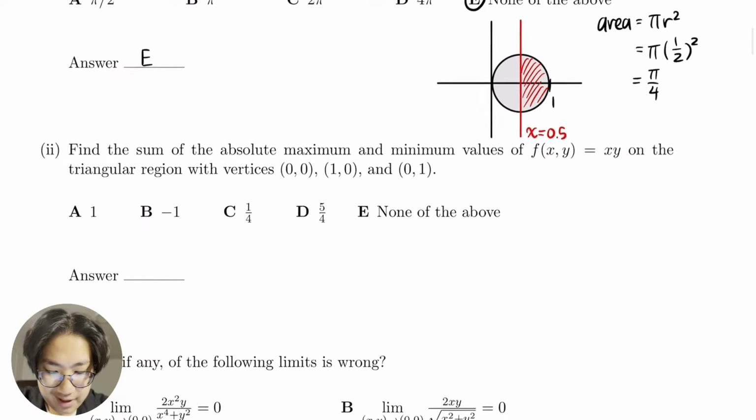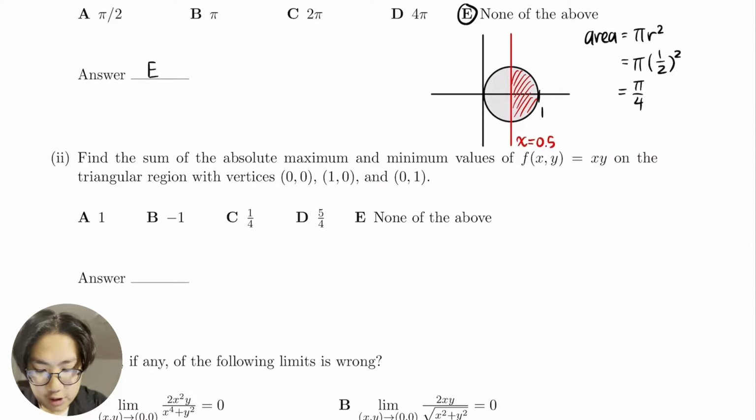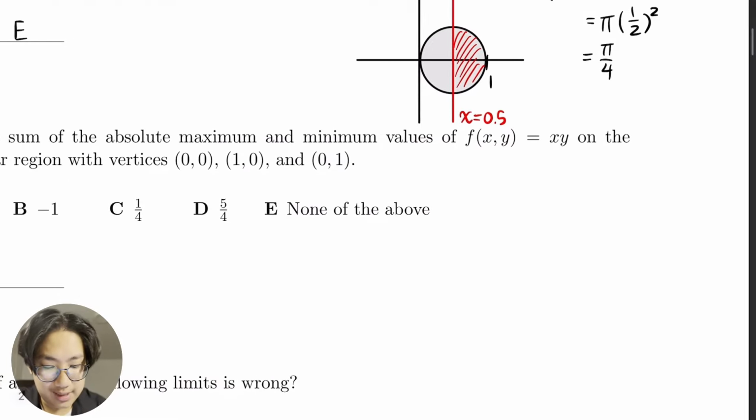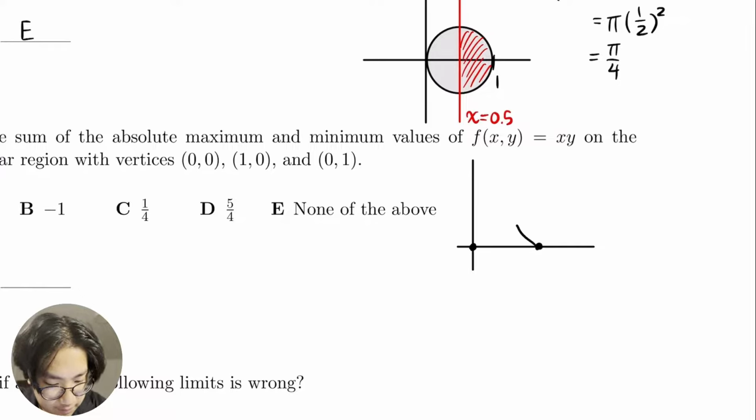Okay, next question. We want to find the sum of the absolute maximum and minimum values of this function over here on this triangular region. So our first step is to sketch the triangular region, and then next we'll try to find critical points and then classify them using the second derivative test. So that's (0, 0), (1, 0), and then (0, 1). Next, we want to label these, so L1, L2, and L3.